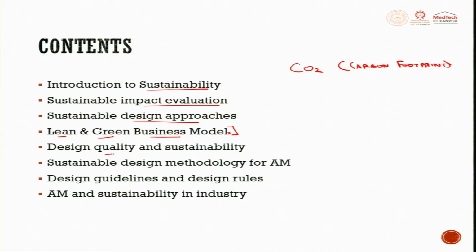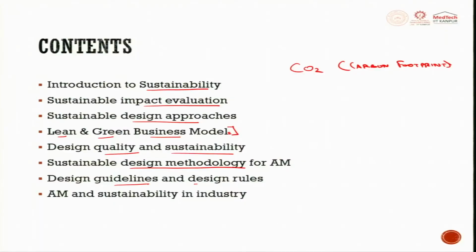Then design quality and sustainability, how do we have the trade-off between them? Sustainable design methodology, there are general approaches accepted by the major sustainable or green manufacturing gurus. We will try to pick a few of them and try to see what is a general procedure to have a sustainable manufacturing system. Then design guidelines and design rules to implement or to employ the sustainable methodologies.